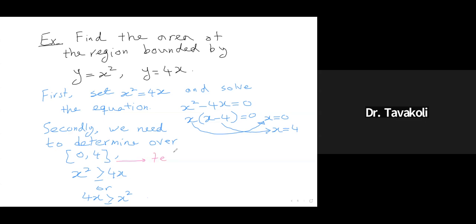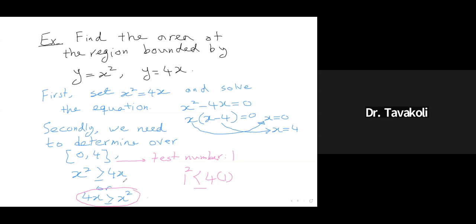For the test number, we can choose anything. It's better to choose integers to simplify our calculations. Let me choose 1. Now, x squared at 1 is 1 squared. 4x is 4 times 1. Obviously, 4 times 1 is bigger than 1 squared, meaning that over this interval, 4x is bigger than x squared.